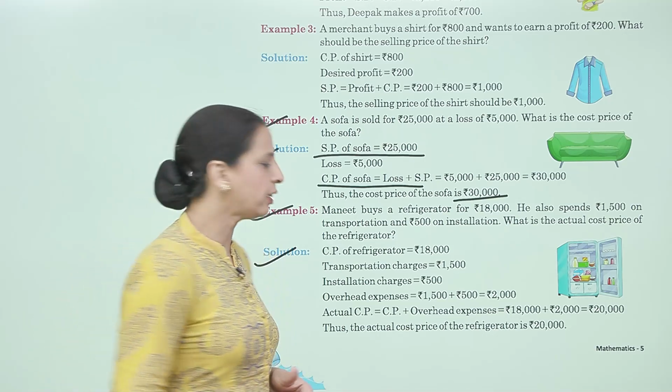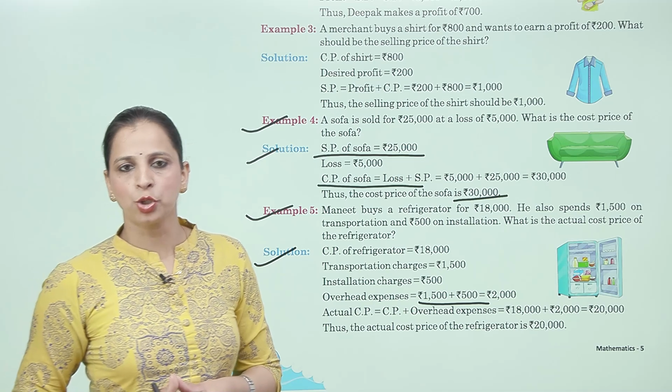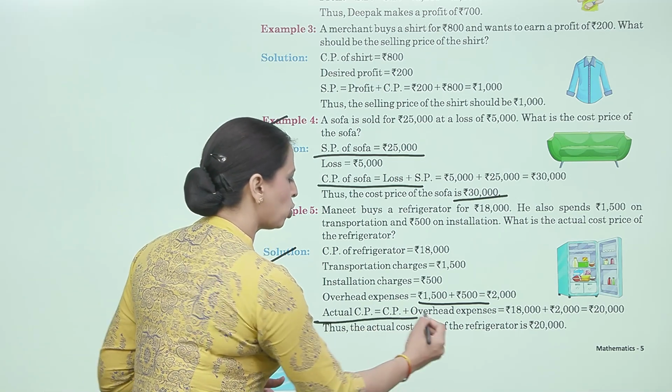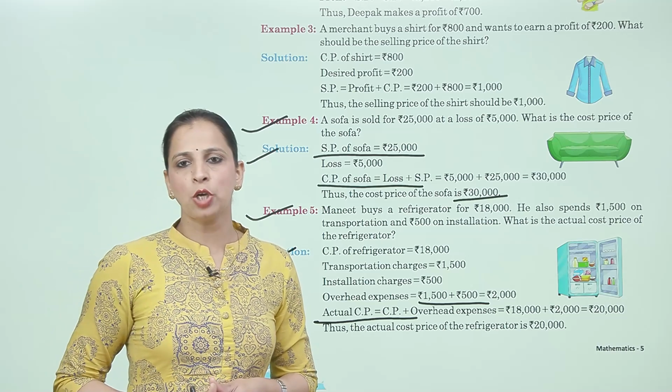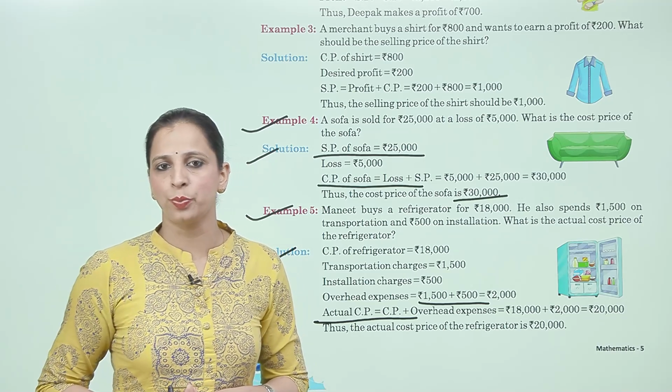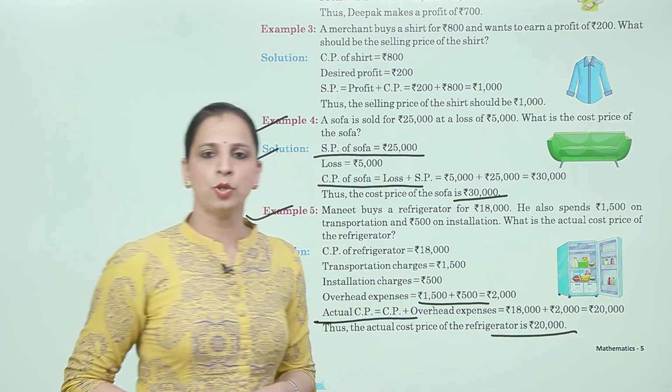Overhead expenses total कितने हो गए? 1,500 plus 500 total is 2,000 rupees. So actual cost price is cost price plus overhead expenses, that is 18,000 plus 2,000 rupees, that is equals to 20,000 rupees. Thus the actual cost price of the refrigerator is 20,000 rupees.